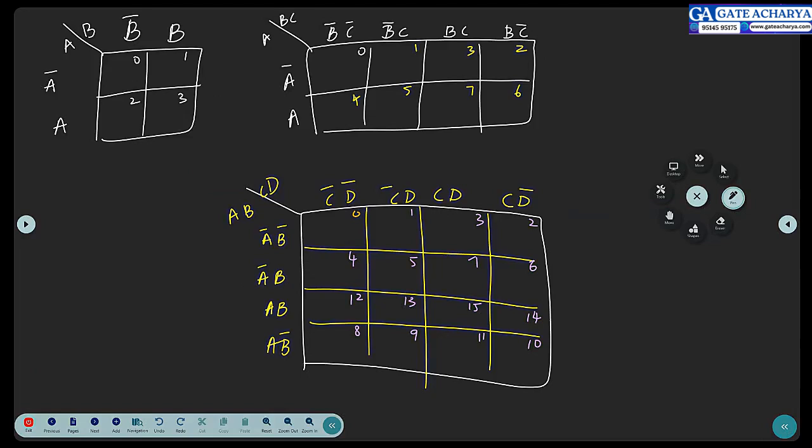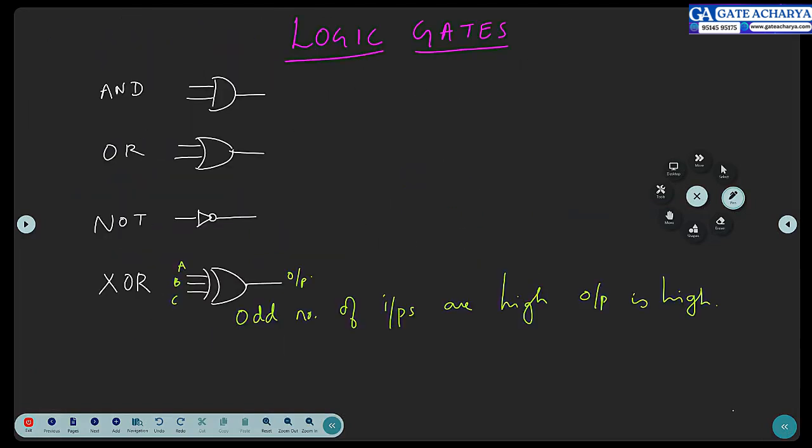Here's the five variable. What do you do? Say we started, for people who came late, we started with simple logic gates. All you know, nothing new. But one thing special, you should understand XOR properly. What is the meaning of XOR gate?